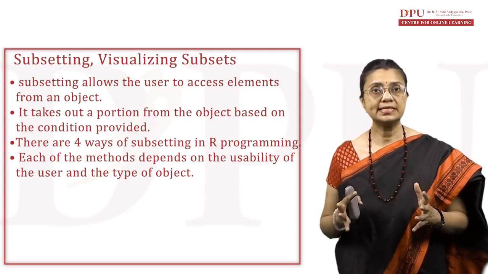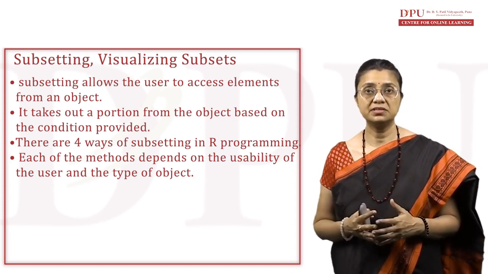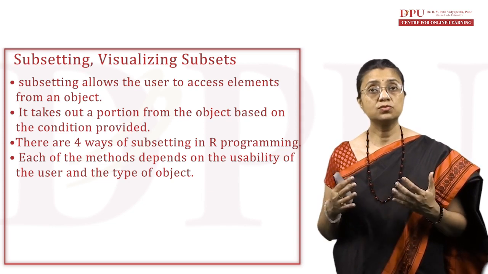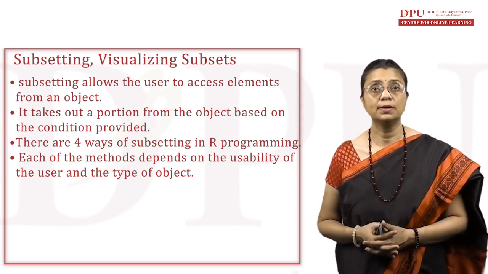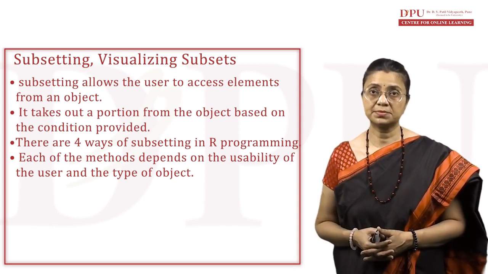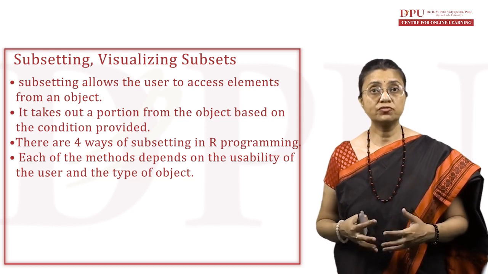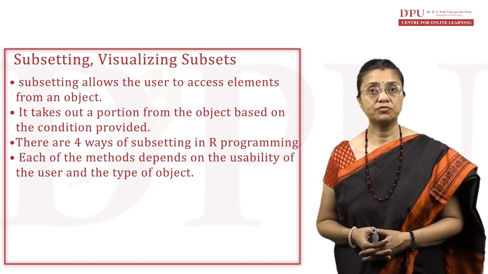That is a criteria. So if I give a criteria, the values which satisfy the criteria are taken out and the values which are not satisfying are suppressed. And that is how I take a subset from a data set. So basically, there are 4 ways of subsetting in R programming. Each of the methods depends on the usability of the user and the type of the object.